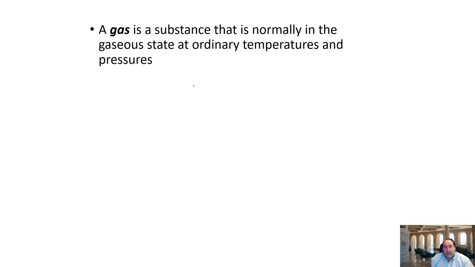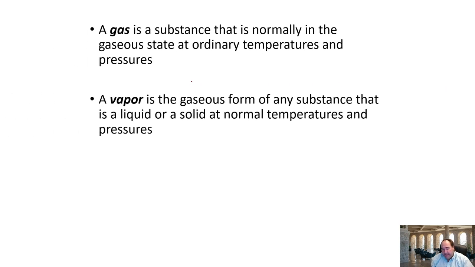Obviously all in our nonmetal area are going to be our gases under normal conditions. So this is also a good time to talk about the difference between two words that are used, a gas and a vapor. And there is a difference in the meaning of those two words. A gas is a substance that normally is found in the gas state. A vapor is usually the gas form of a substance that is normally found in either liquid or solid state under normal conditions.